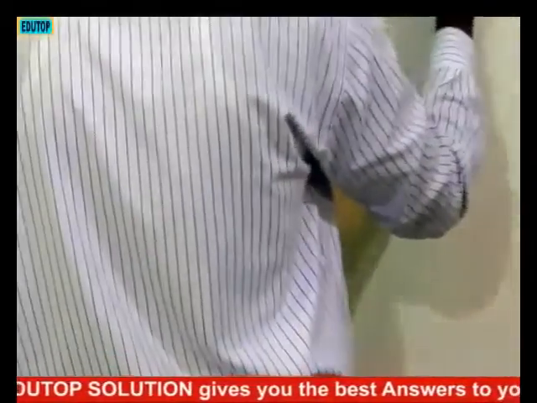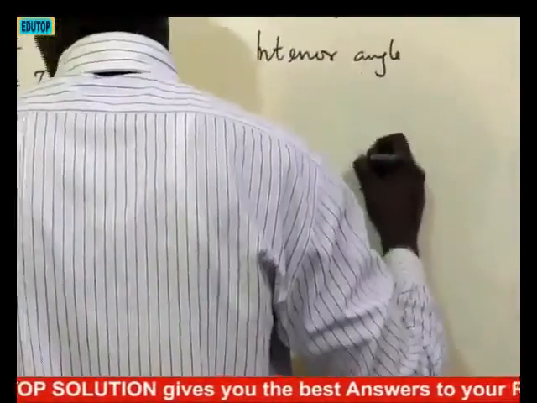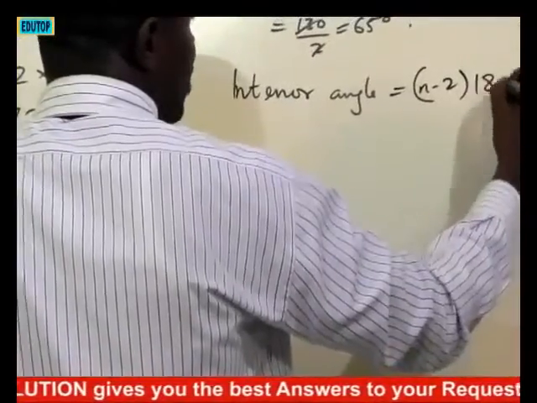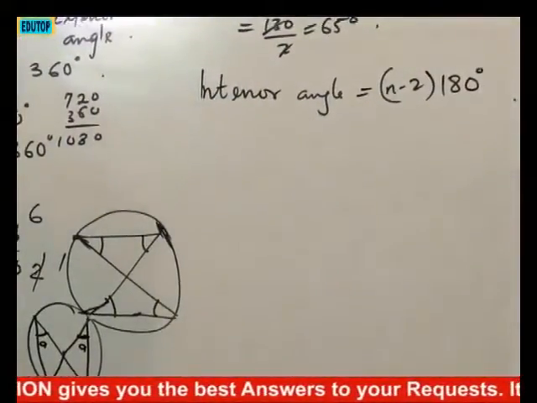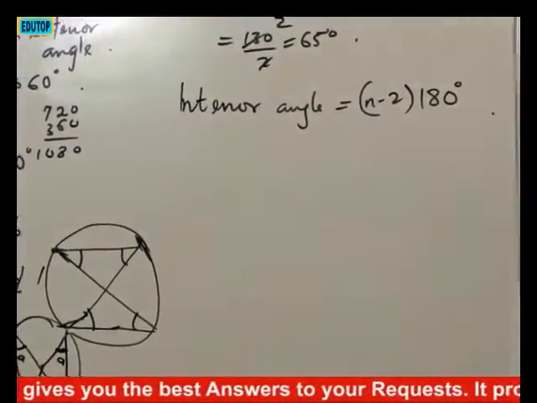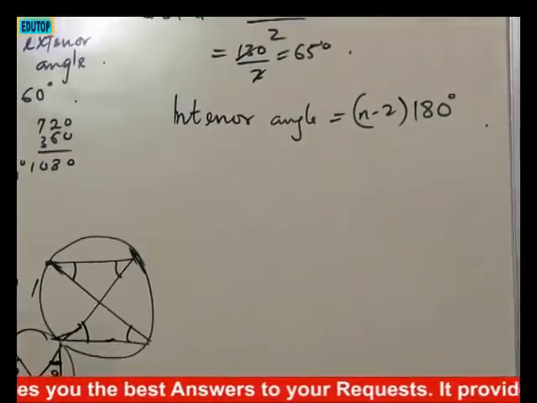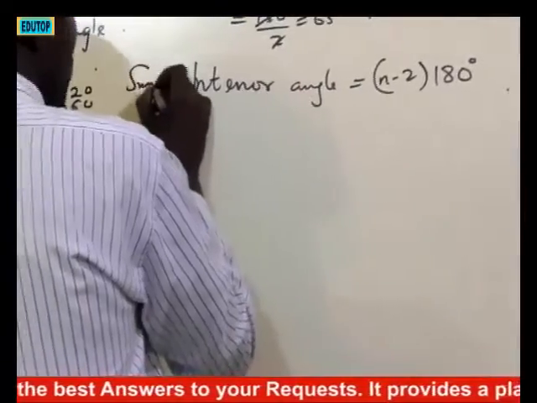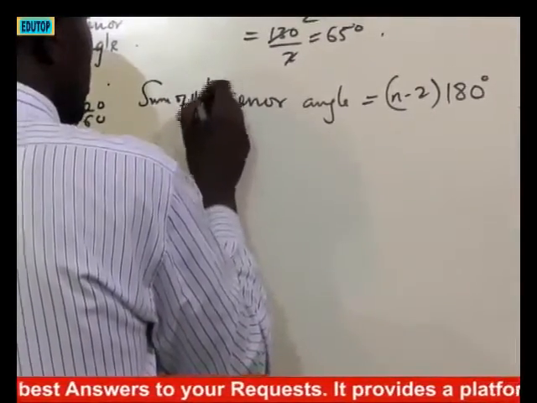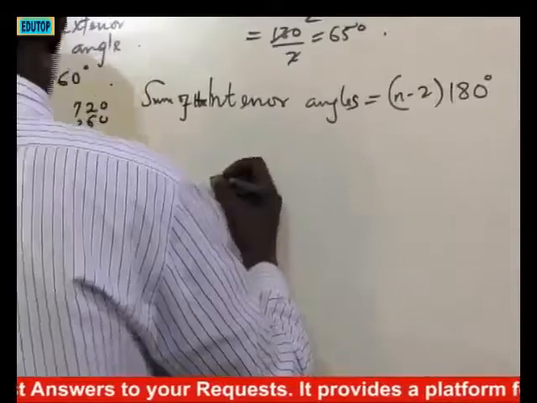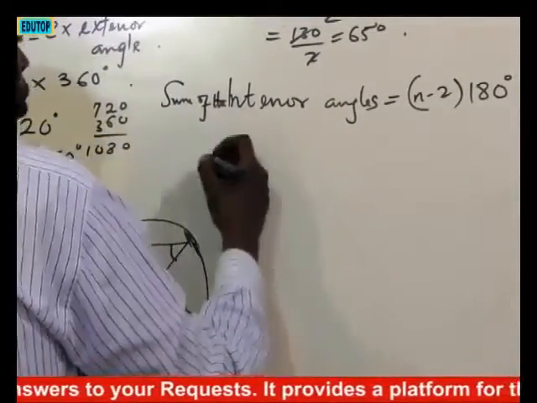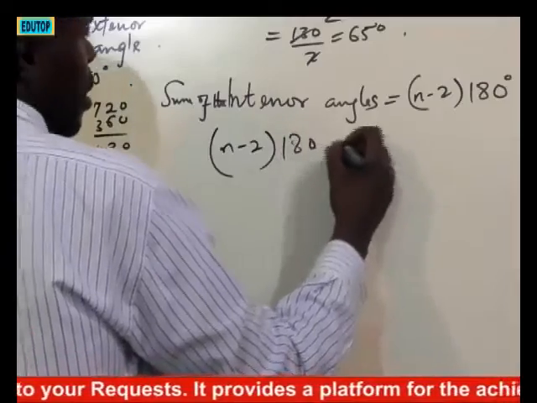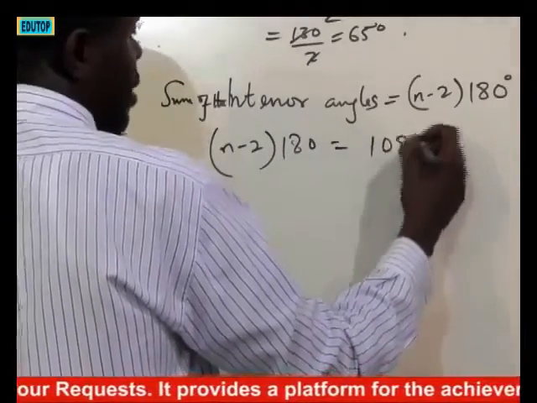Interior angle is n minus 2 into what? 180 degrees. That's the formula. Then the sum of the interior angles has been given. So the formula for calculating the sum of the interior angles is this. So automatically, then it has been given. So we just equate n minus 2 into 180 equals 1080.